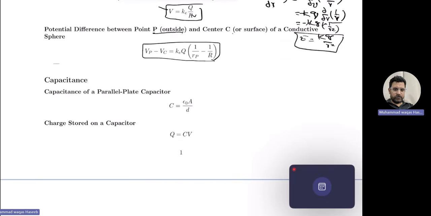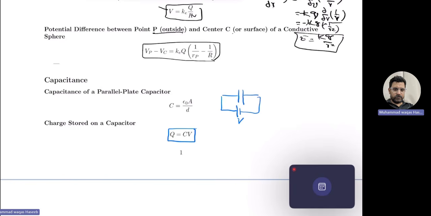A capacitor is an electric device that stores charge. This is the symbol for the capacitor. The capacitance of a parallel plate capacitor depends upon its geometry. It is connected to a battery with the voltage V. So the charge stored on a capacitor is Q equals CV.